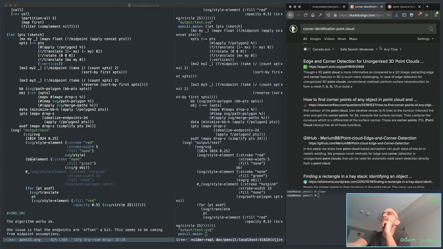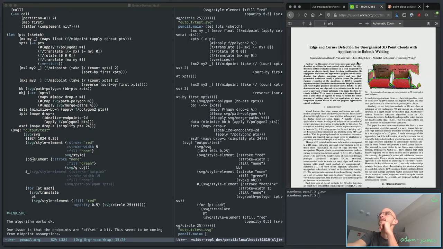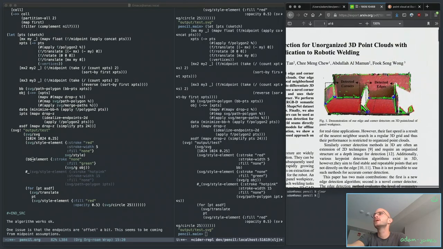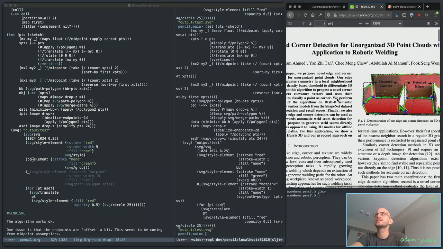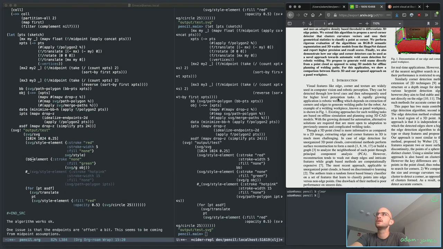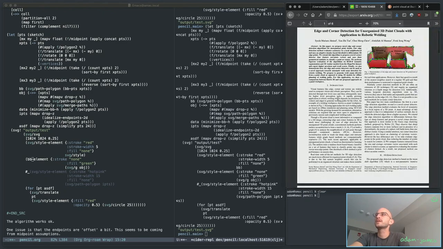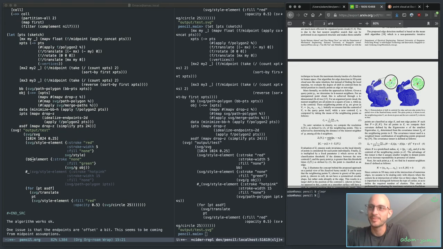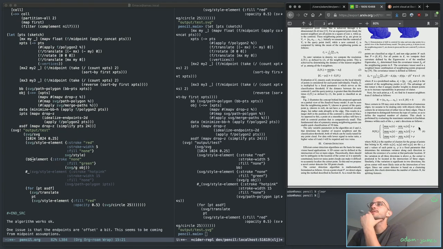Getting a little specific here. Edge and corner detection for unorganized 3D point clouds. Maybe that's something. Okay. So the blue here are detected corners. Green detected edges. That makes reasonable sense there. I'm absolutely not gonna parse and understand this whole thing on stream, so might be a bit of a non-starter for today.